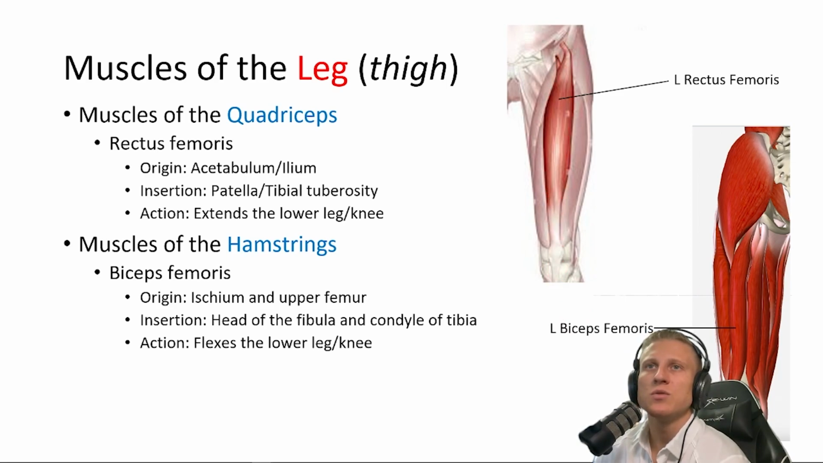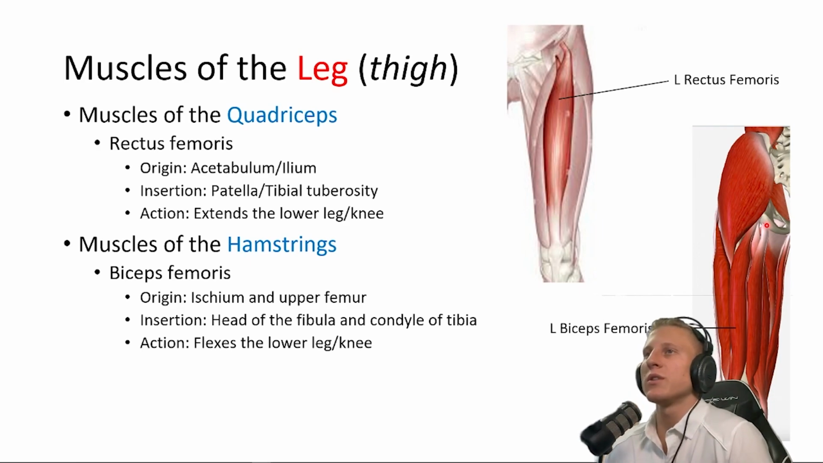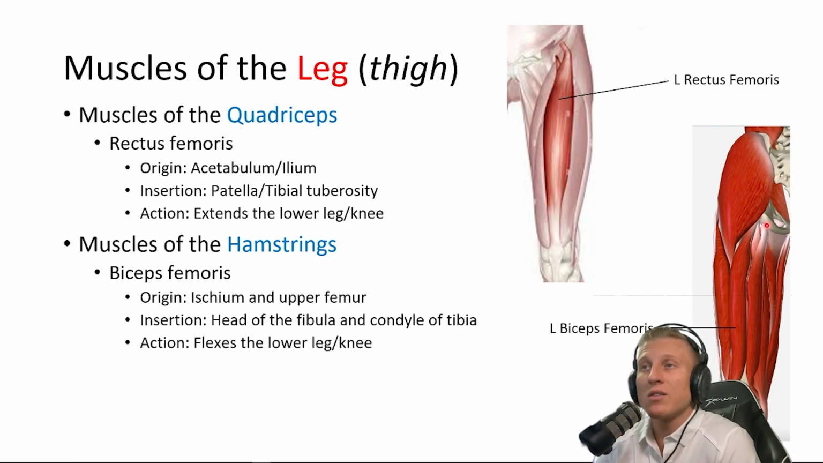Alrighty, what else do we need to know? Biceps femoris. So the biceps femoris, again, it's the more lateral of the flexor muscles on the posterior portion of the knee. Origin is on the ischium. That is the base of your coxal bone. This is what you're probably sitting on, the coxal portion of your hip. And the upper femur. Okay, so it is attaching there as well as over here. And then insertion is on the fibula and the condyle of the tibia, right here, over here. Okay, this general region.